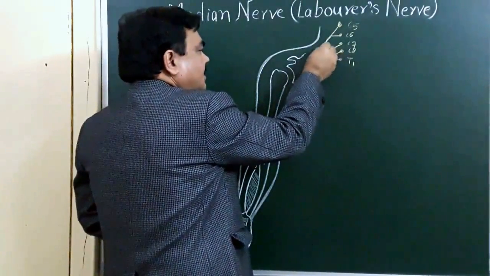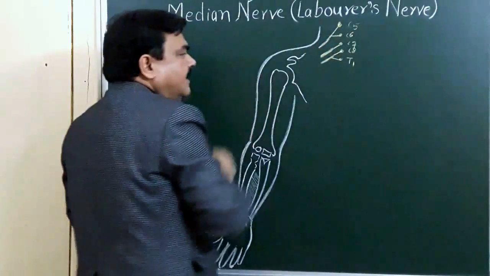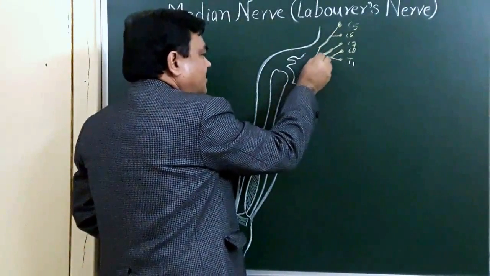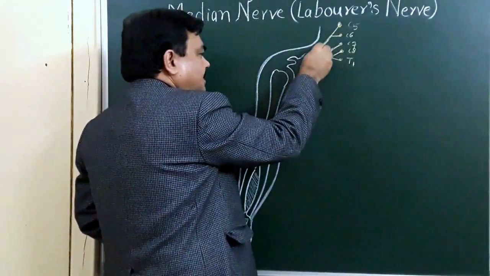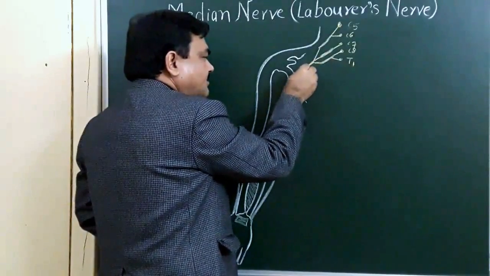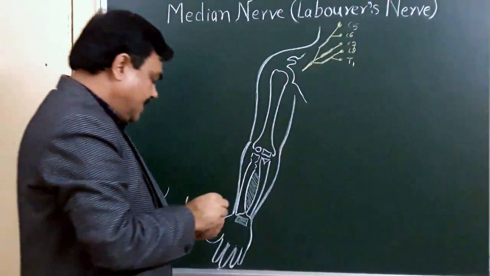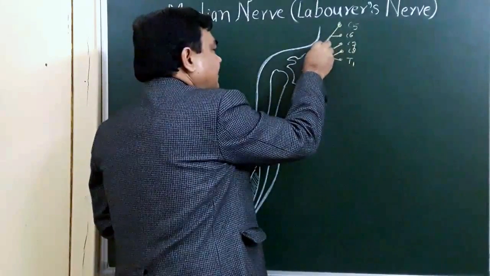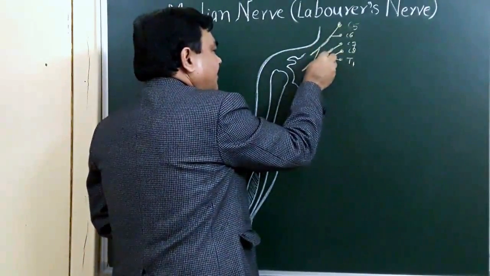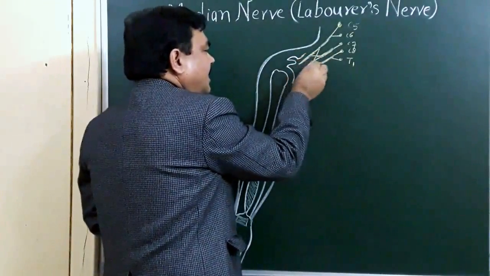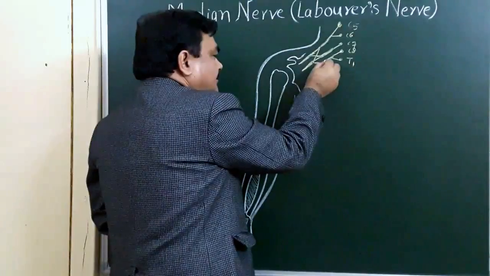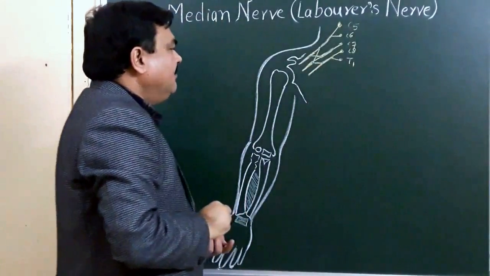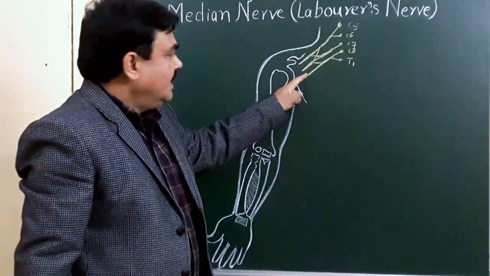So this is the upper, this is the middle, and this is the lower trunk. And these three trunks divide to give dorsal divisions. The dorsal divisions of all three join to form the posterior cord. And the ventral divisions of the upper and middle trunk form the lateral cord. The ventral division of the lower trunk forms the medial cord. So this is the lateral cord, medial cord, and posterior cord.